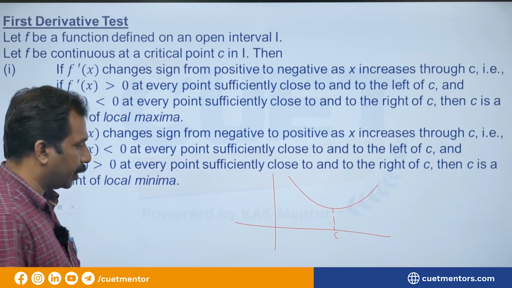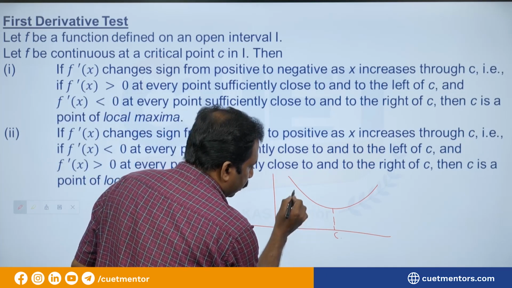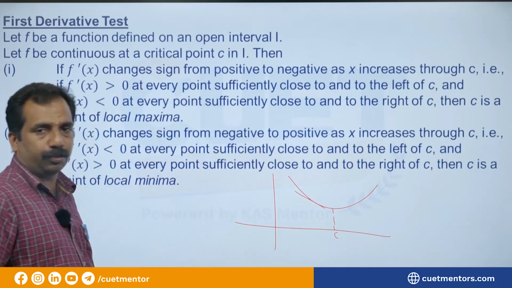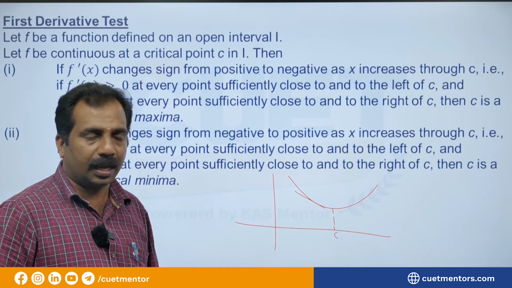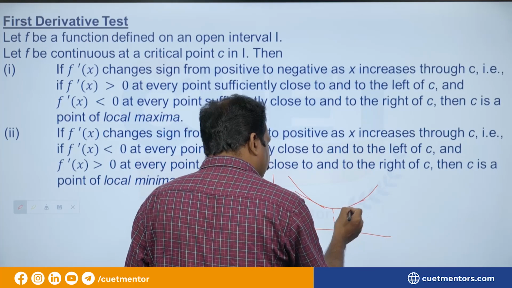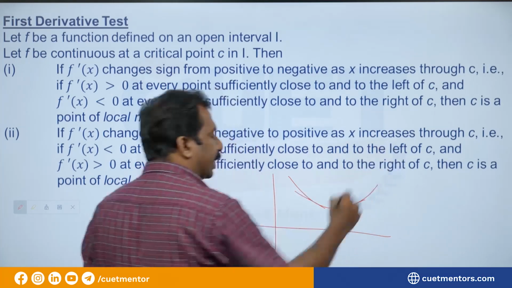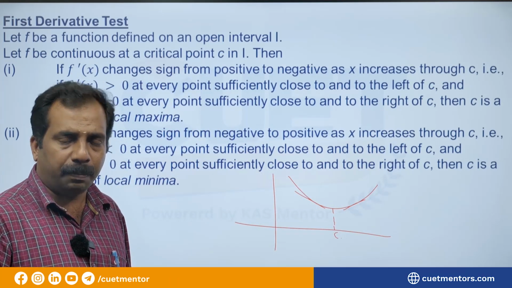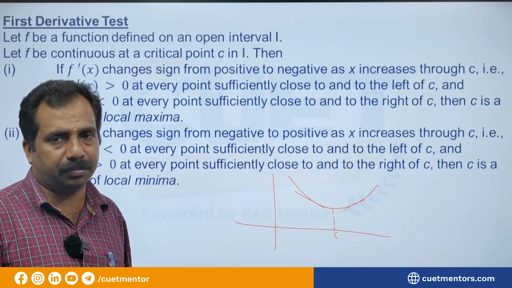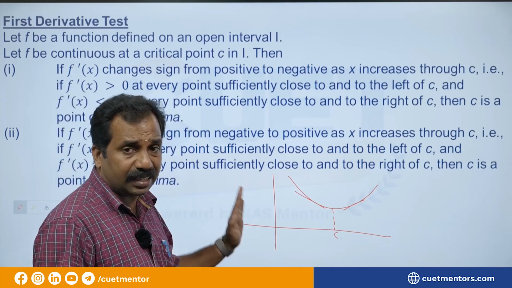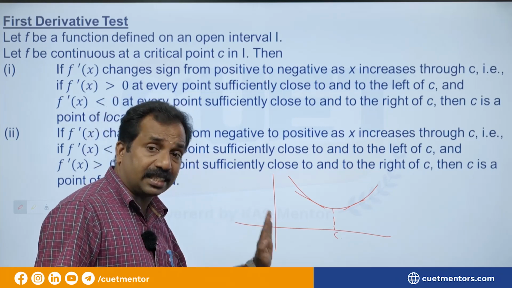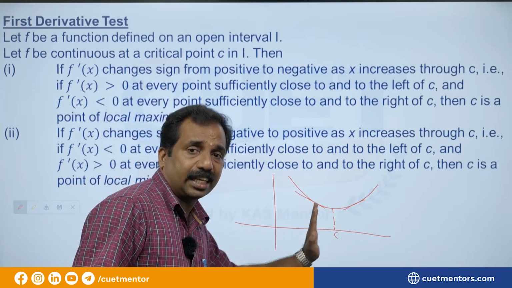To the left of C, the slope of the tangent will be negative because the graph is decreasing. To the right of C, the slope of the tangent should be greater than 0 because the graph is increasing. So f'(x) changes its sign from negative to positive.